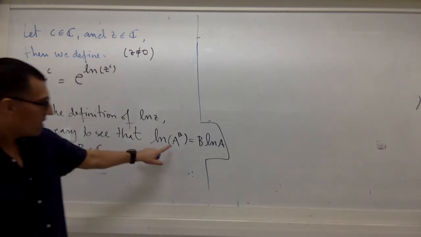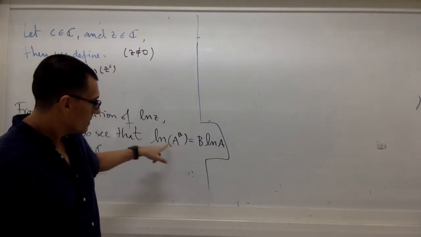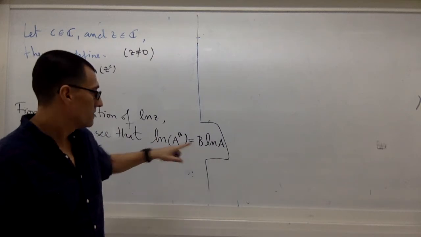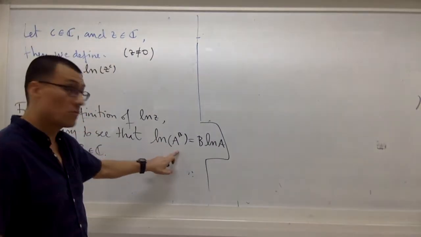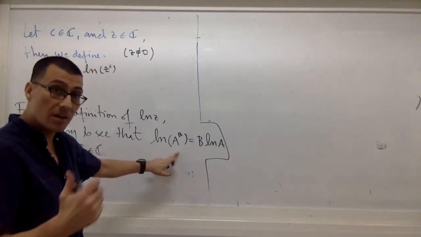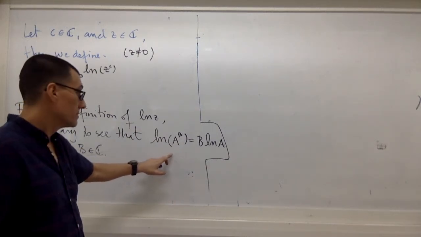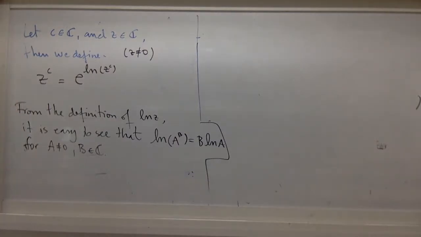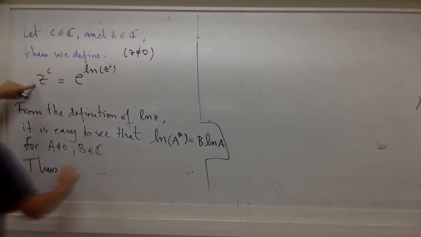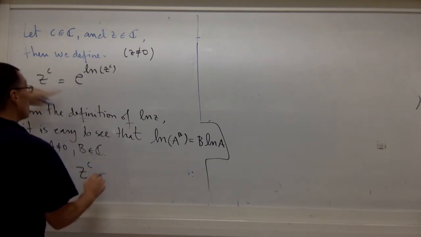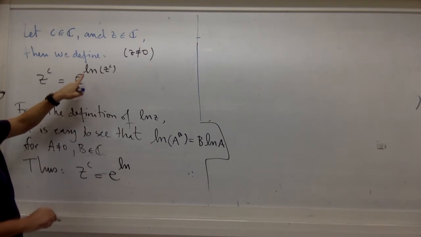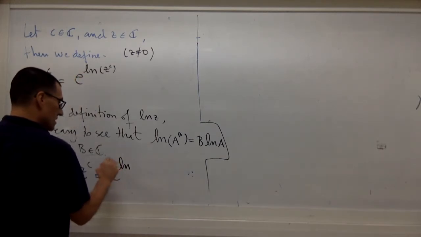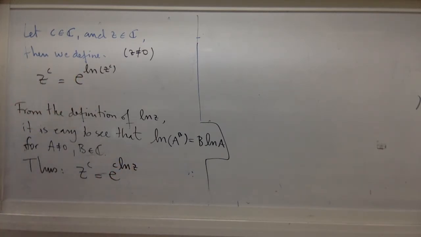Why is that true? Well, it's because this rule is true for the real logarithm. So since the definition of the complex logarithm includes a real logarithm, you apply the property there. So we have this property as well. Thus we get this, z power c equal exponential of the logarithm. Then I'm going to take the c out of there, back down there. So c times the logarithm of z.